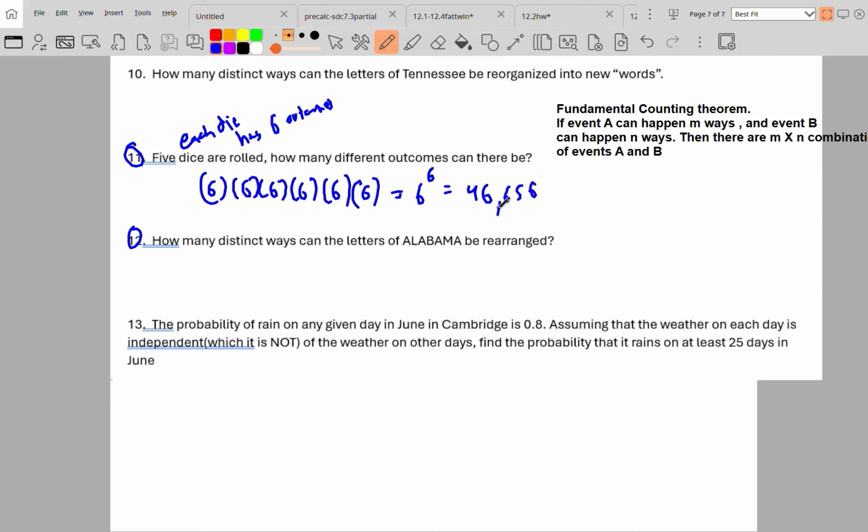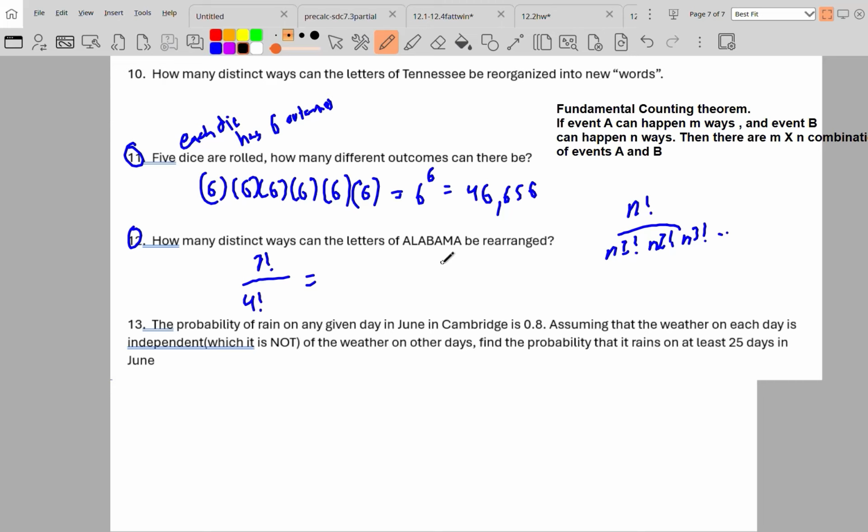And then the last one here is how many distinct ways can letters of Alabama be arranged? There's a formula for this. It's n factorial over n1 factorial, n2 factorial, n3 factorial, and so on. All right, so how many letters do we have? We have 7, so 7 factorial up top. A happens 1, 2, 3, 4 times. 4 factorial in the bottom. L only happens once, B only happens once, M only happens once.